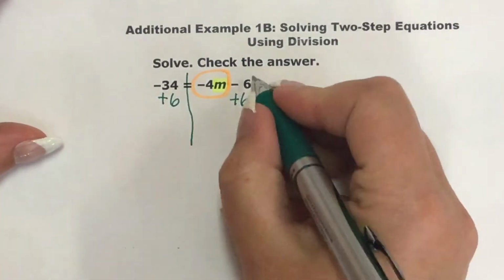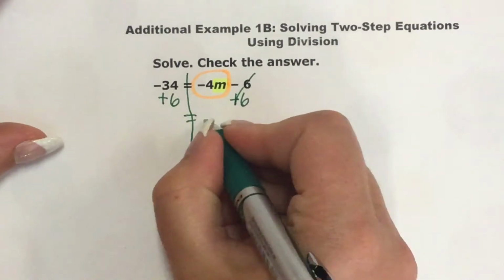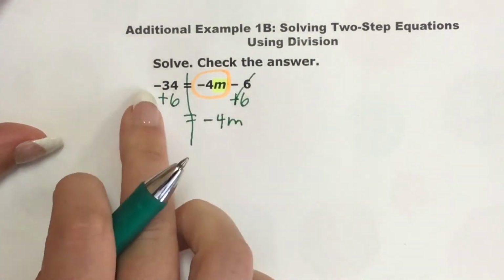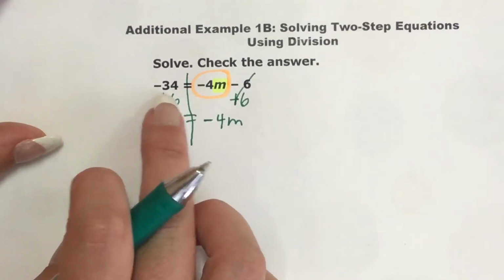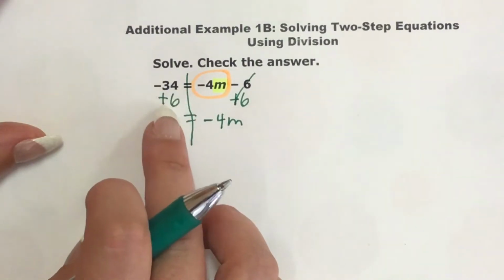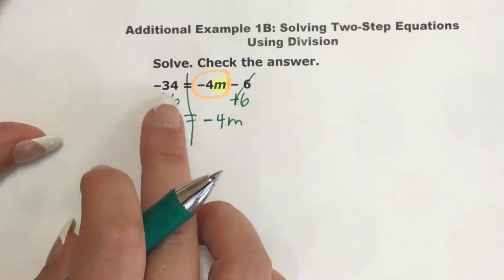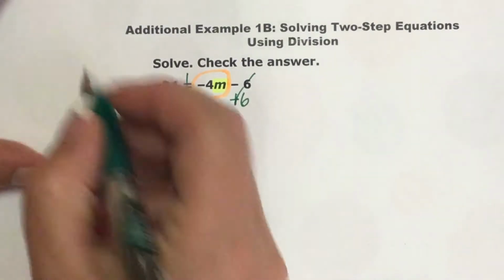Okay, cool. Those cancel. We're left with negative 4M. And then we have negative 34 plus 6. Okay, this is a negative. This is a positive. The signs are different. So we take the difference.